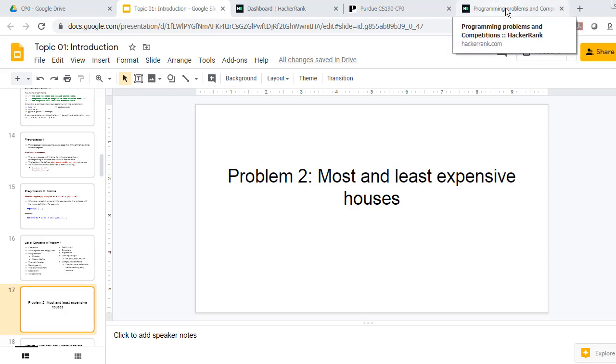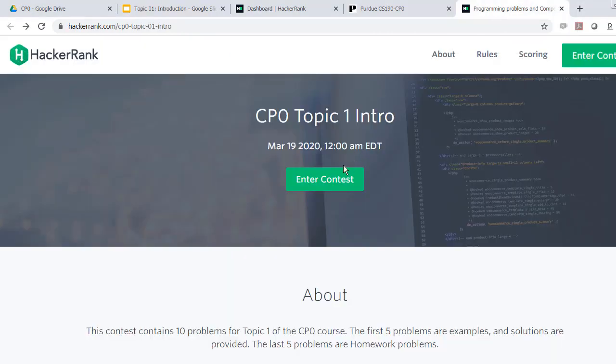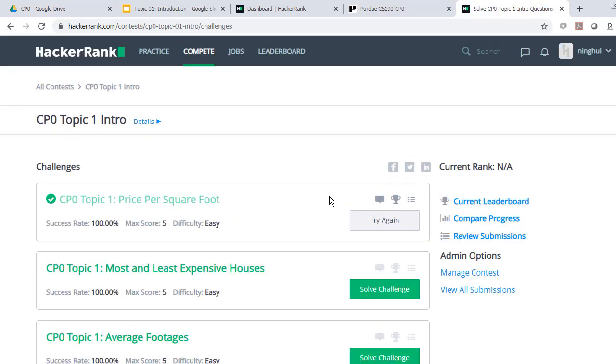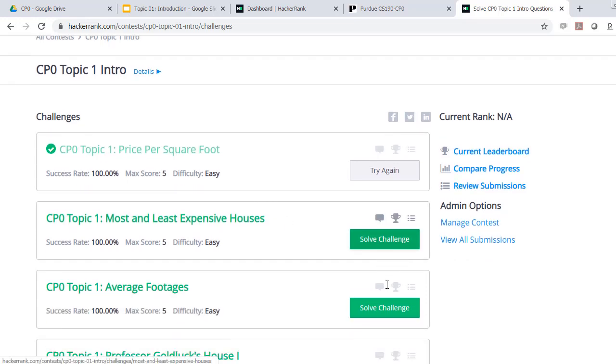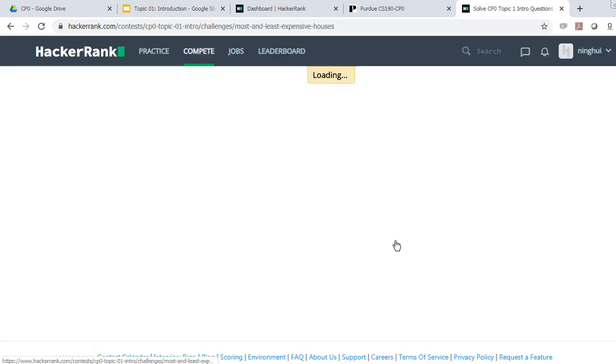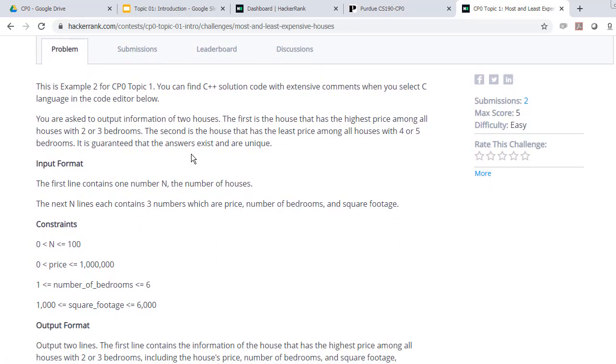Welcome back. So now let's look at problem two, example problem two in topic one. I realize I have not shown how you would submit a problem and then see it accepted. So let's go through that once so that you can see the process. So we will try to solve this challenge. So this is example two.